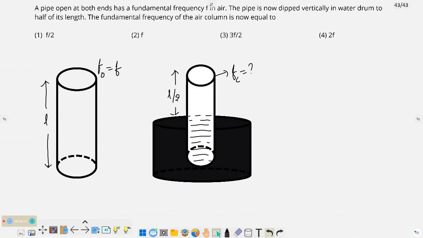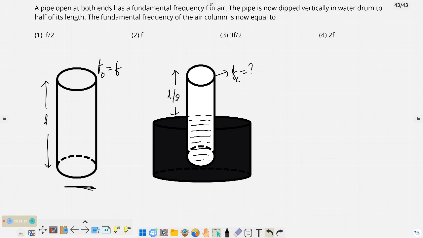This question is from the sound topic. A pipe open at both ends has fundamental frequency F in air. Now if the pipe is dipped vertically into the water drum to half of its length, what does the fundamental frequency of the air column become? Here this is the length of the pipe. We take an open pipe with both ends open, and the length is L.